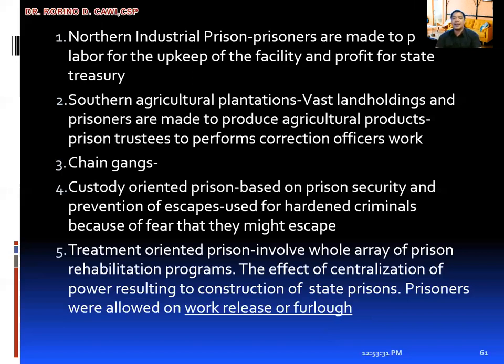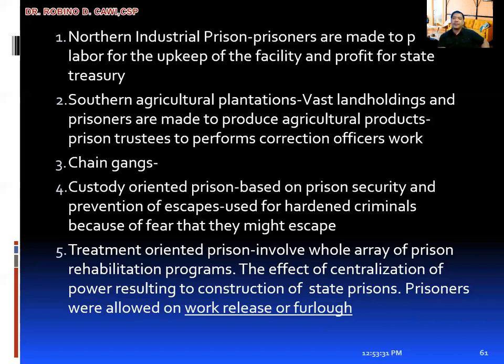Now, another deployment scheme in the United States, aside from industrial prison, is the Southern Agricultural Plantation. Since the southern part of America had been completely devastated as a result of the Civil War, they were looking at how they would be able to improve the southern part of the United States. So what the government did instead was to convert the vast majority of the lands into agricultural plantations, and the manpower was supplied by the prison.